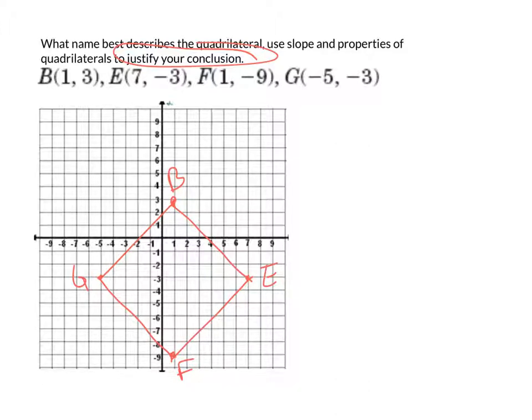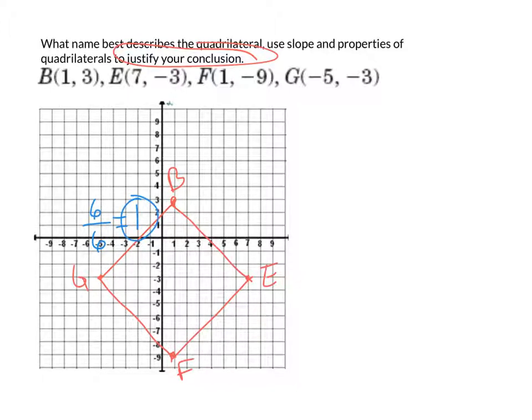That's real easy when it's graphed. I can just count it out. Let's take a look at G to B right here. I've got to go up 1, 2, 3, 4, 5, 6, and then over 1, 2, 3, 4, 5, 6. So my slope is 6 over 6, which is equal to 1. That's my slope of this side.